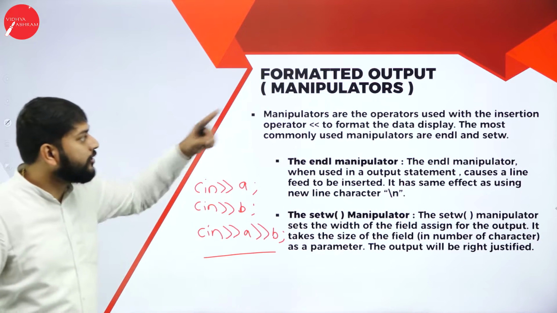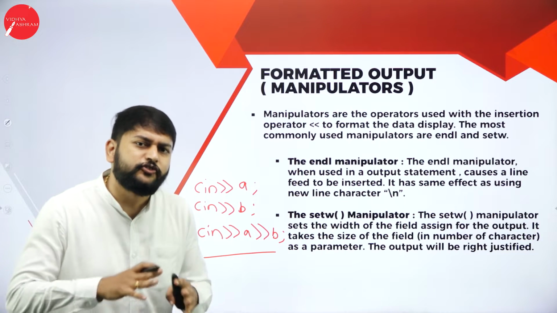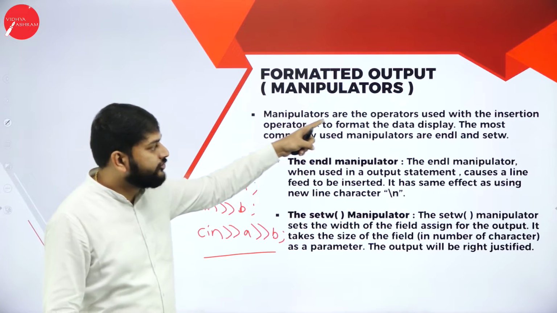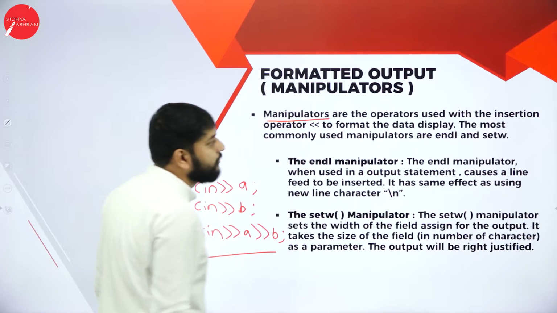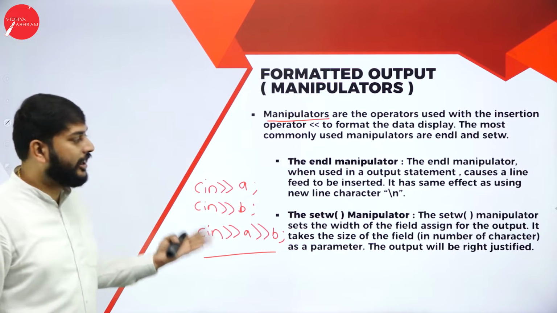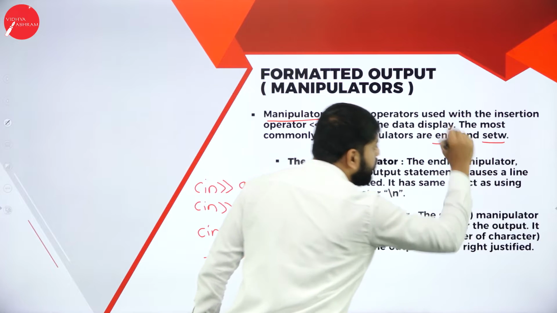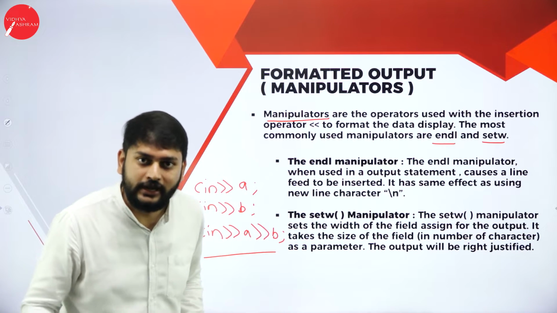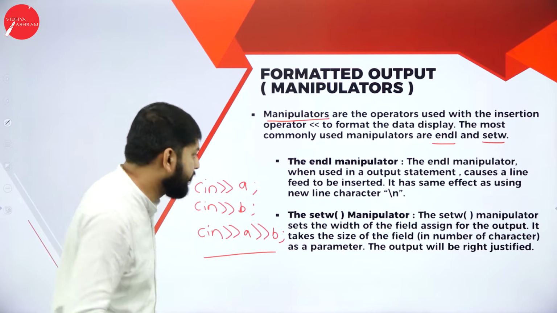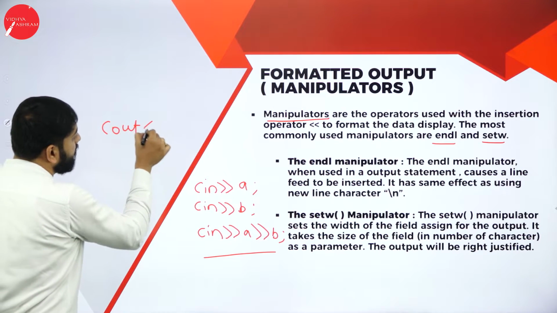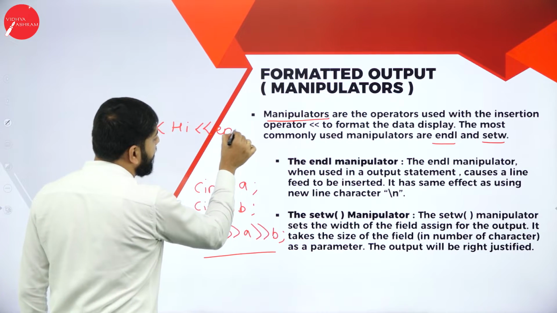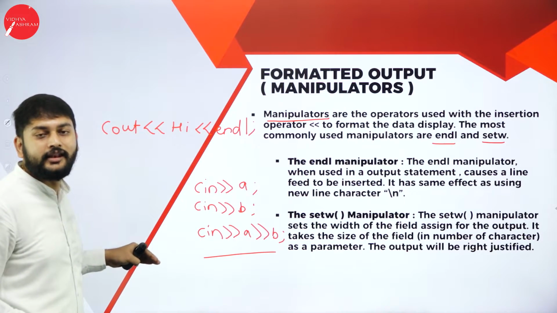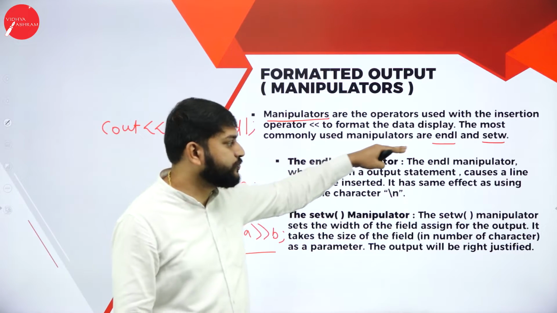But when it comes to formatting the output, I have two things. It should look good. How do I do it? Please understand, I have to use the manipulators. Mainly, the manipulators that I have are endl and setw. I have something called endl. If I want to go to the next line, I will use endl. For example, Cout high, and if I write endl after this, whatever I print next will be printed on the next line. Automatically, the new line character will be added. That is the speciality of endl.